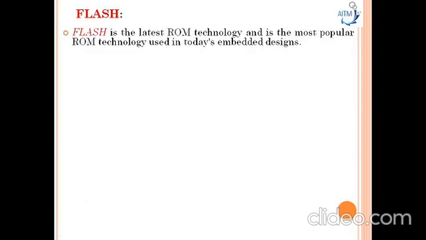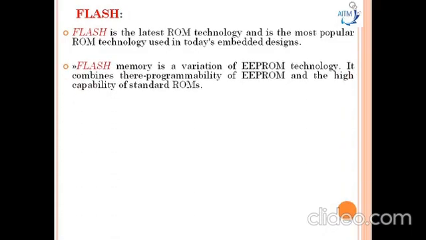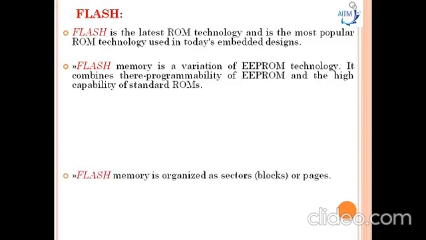Now coming to the fifth type of program storage memory, that is flash memory. This flash memory is the latest ROM technology and is the most popular ROM technology used in today's embedded designs. This flash memory is a variation of EEPROM technology. It combines the programmability of EEPROM and the high capacity of standard ROMs.